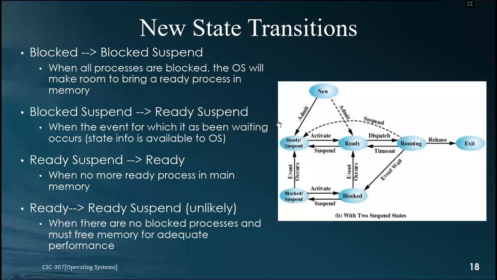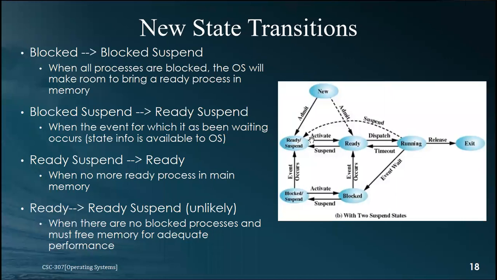So we have these two states. From the running state, you can get suspended and go back to the ready suspend state. From the ready state, you can get suspended, and from the blocked state, you can get suspended. So these are the three states from where a process can be suspended.